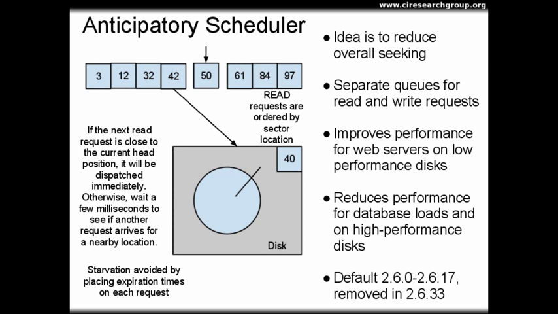Starvation was avoided in this algorithm by placing expiration times on each request and adding preemption, so that if a request was waiting too long, it would go ahead and be serviced regardless of its location. The idea here was to reduce overall seeking. There was a separate queue for write requests because write requests could be performed asynchronously. We did not have to wait on those requests to be completed before a process could continue doing useful work.